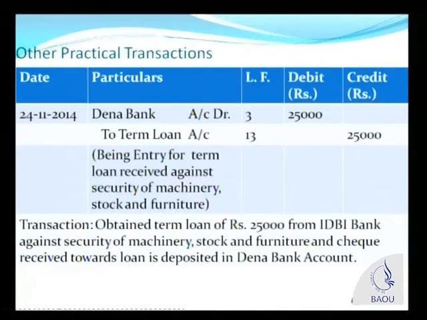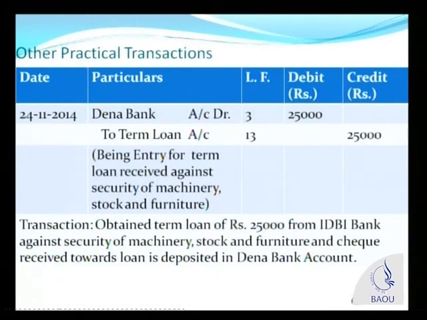So you have given stock, machinery, furniture. You need not look at the amount of furniture, machinery, etc. There is no need. But you are taking a loan of rupees 25,000 from IDBI Bank. So this money now becomes payable to IDBI Bank. So your liability to IDBI Bank increases. When liability increases, you credit that account. So look at the account that we have credited, term loan account credit, or you can name it as term loan from IDBI Bank, or you can just write IDBI Bank account.